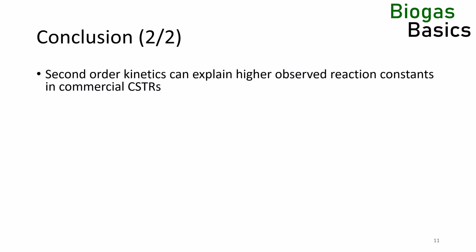The different reaction constants in batch and continuous fermentation can be explained with a second-order approach, where the reaction rate depends not only on the substrate, but also on the biomass concentration. The biomass concentration in the CSTR is higher than in the batch, which requires external inoculum, and thus the observed reaction rate is higher.